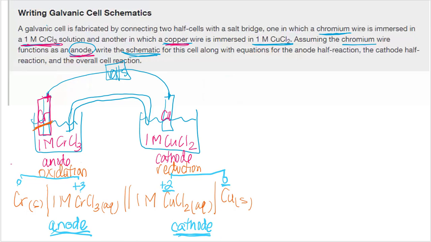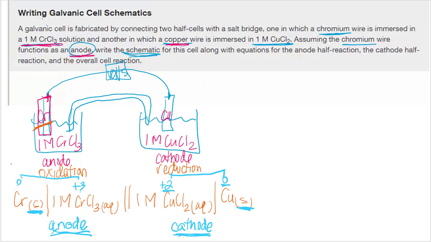Another thing that I noticed was I don't need an inert electrode. In both of these, I've got solid chromium and solid copper taking place in that oxidation and that reduction. So I don't need an inert electrode. The copper and the chromium are solid chunks of metal, and they can be used as their own electrodes.